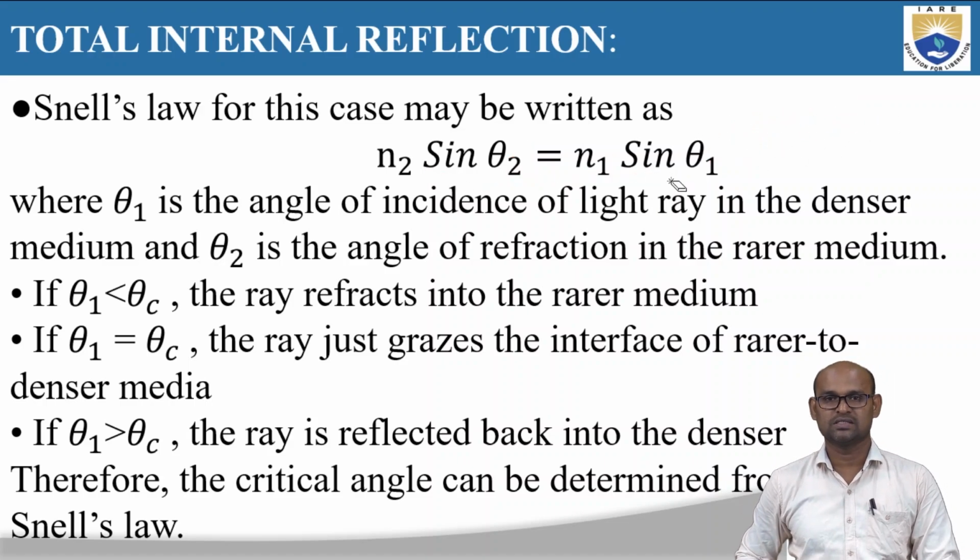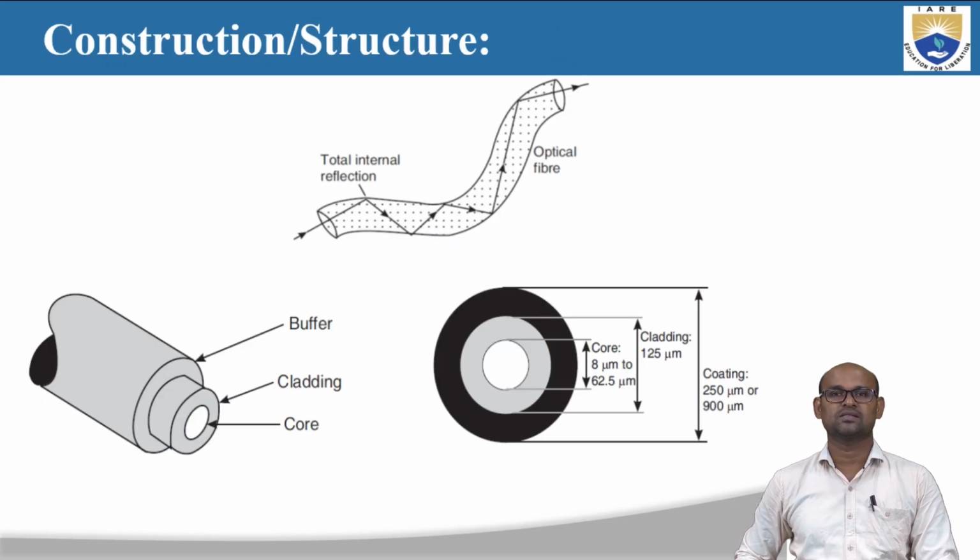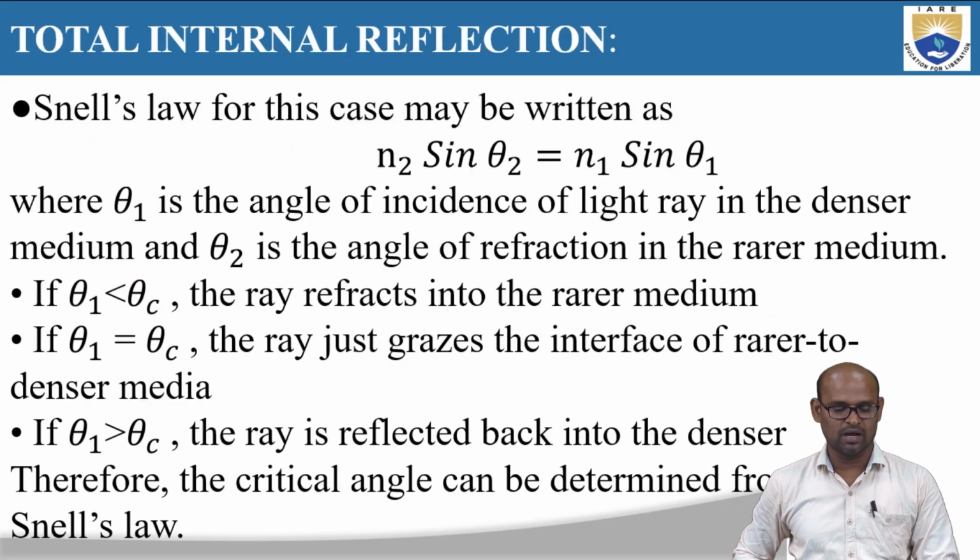So these are the three conditions that we have discussed just now: what happens when theta 1 is less than theta c, equal to theta c, and greater than theta c. That is the principle for the propagation of light in optical fiber.